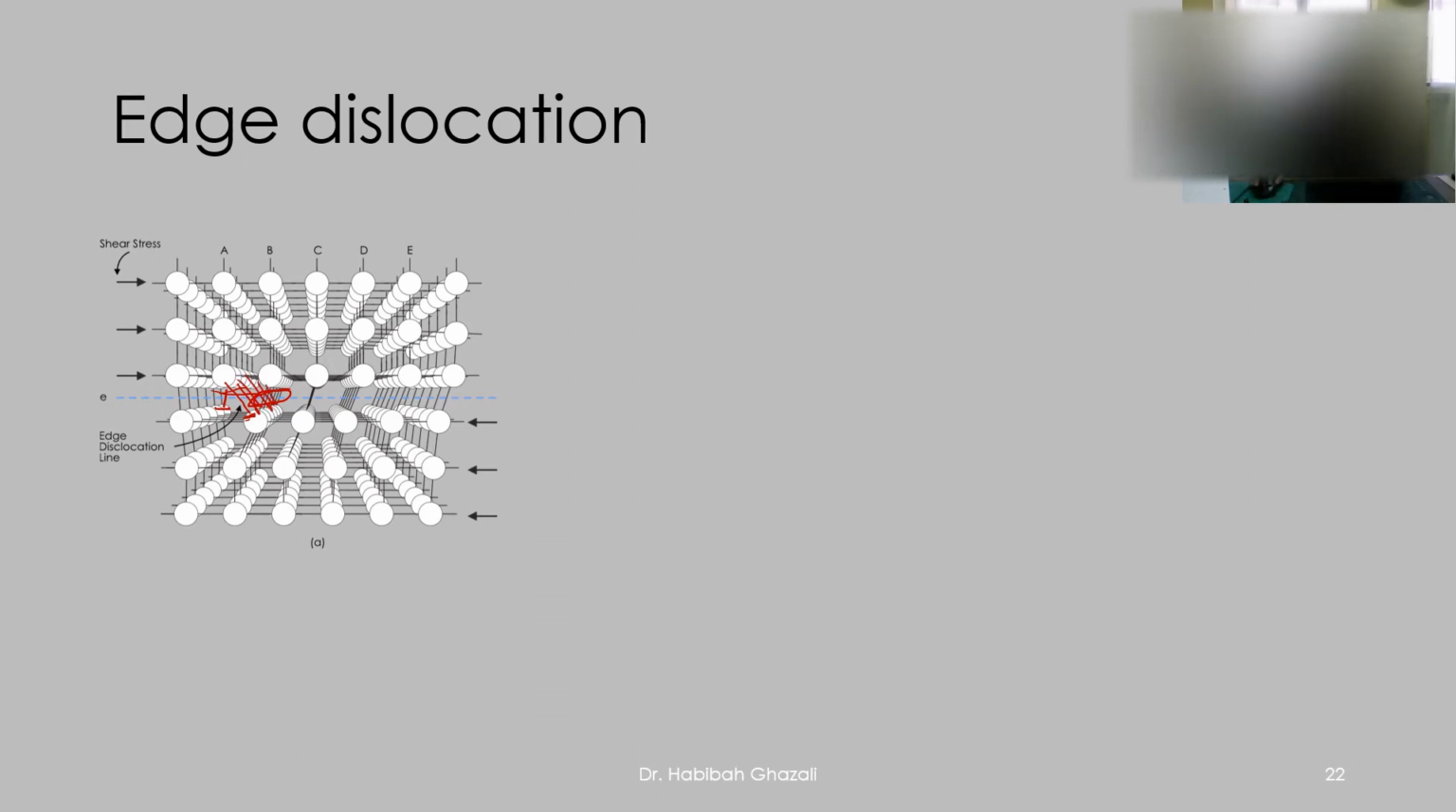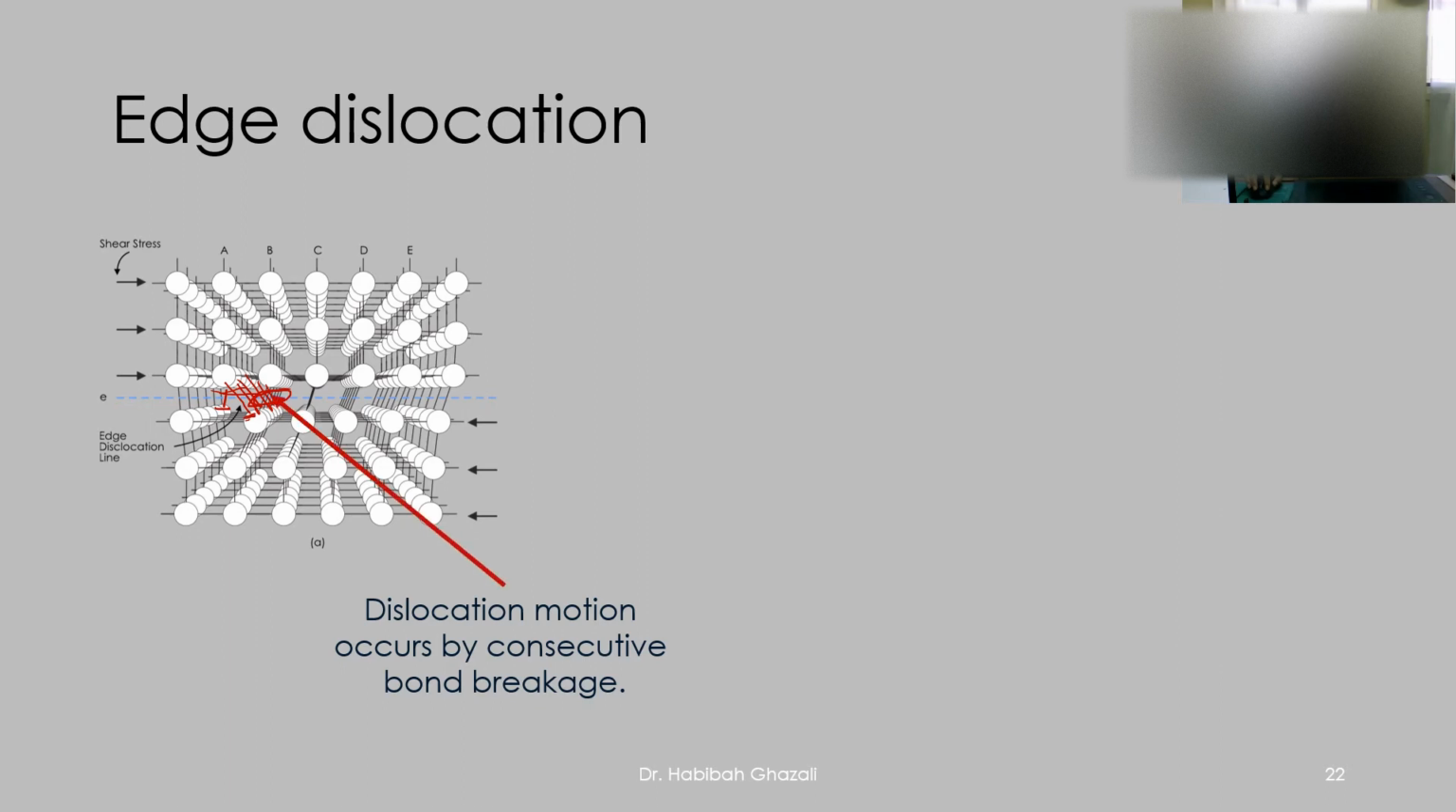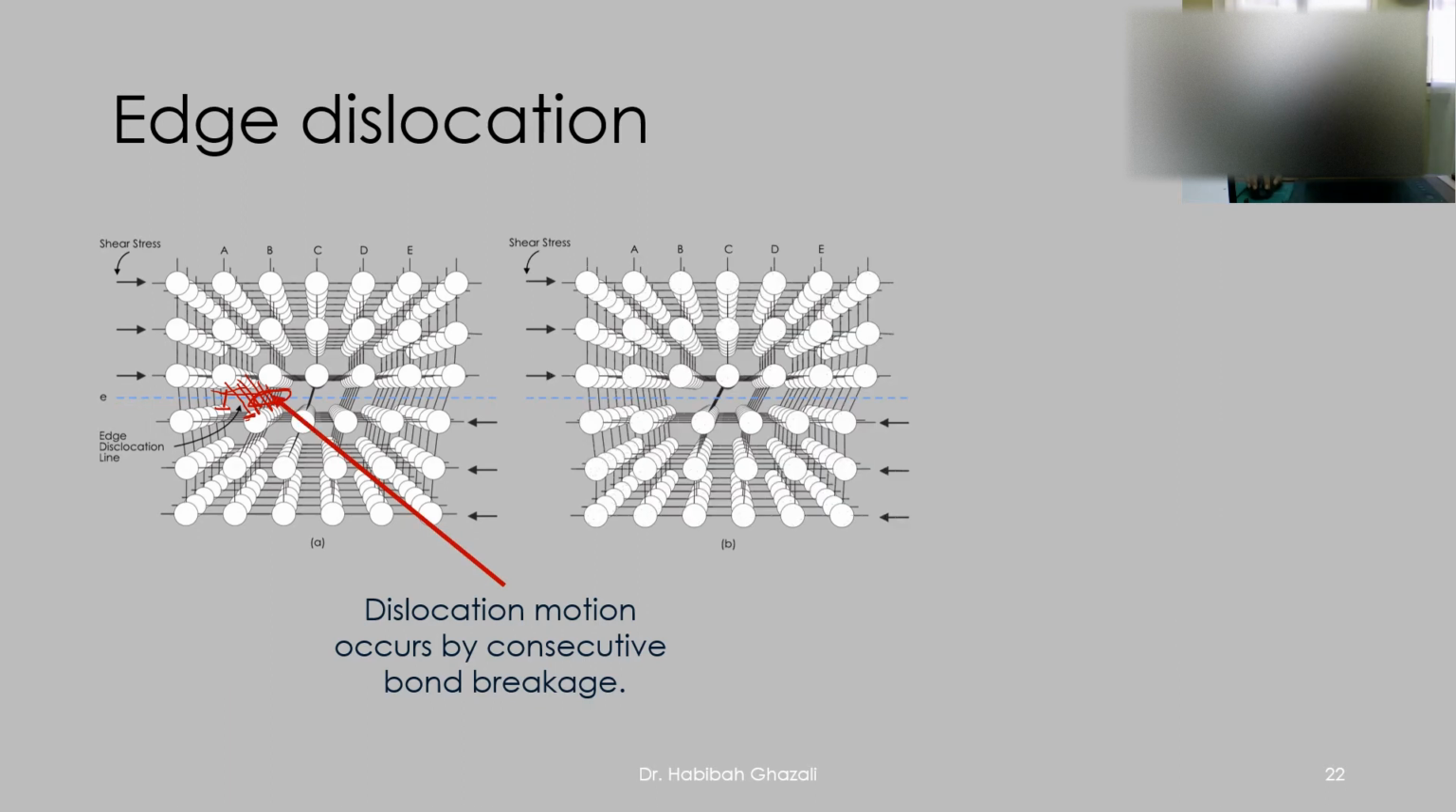It moves by constant, consecutive bond breakage within the crystal structure. So dislocation motion occurs by consecutive bond breakage. If you look here again, you can see that the edge dislocation that was here before has now moved to this point.